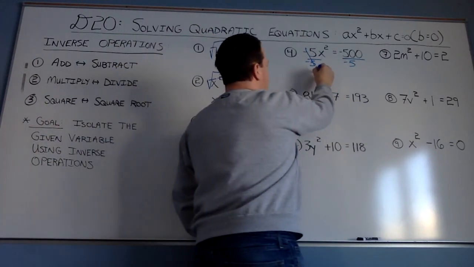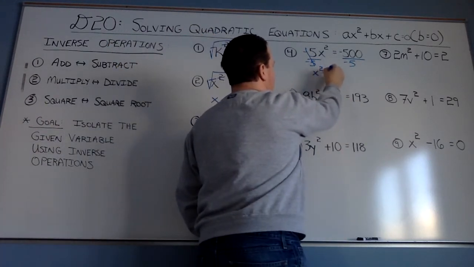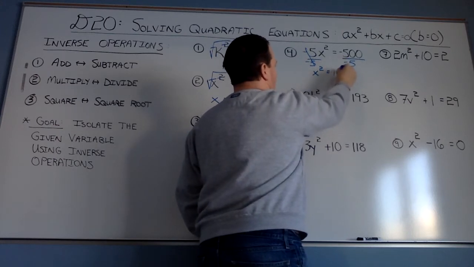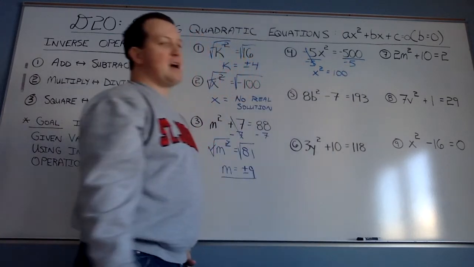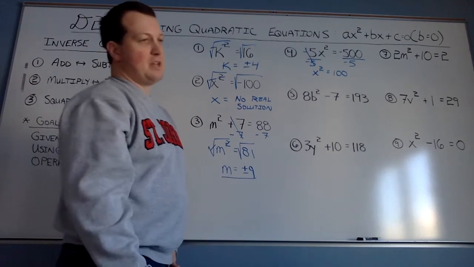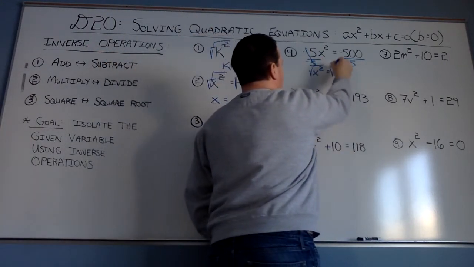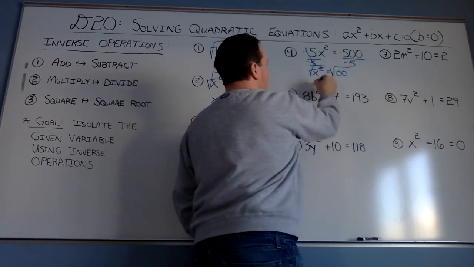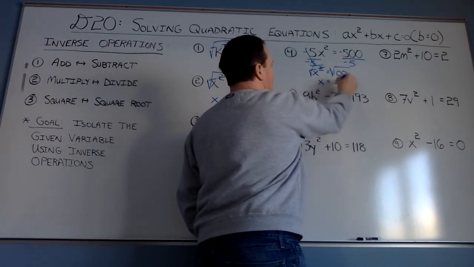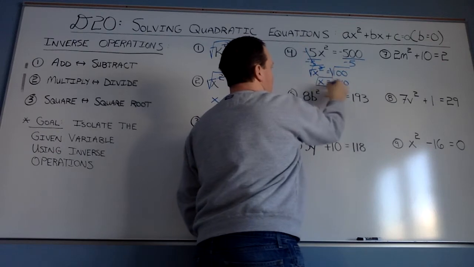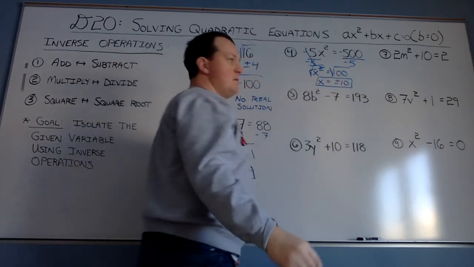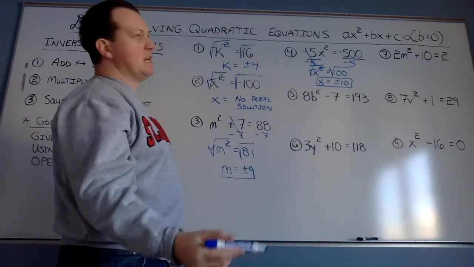I'm going to have positive x squared equals positive 100. Negative 500 divided by negative 5 is a positive. So I'll undo the square by taking the square root of both sides. Square root cancel. And I'll have positive and negative 10. Again, 2 points, one for positive 10, one for negative 10.